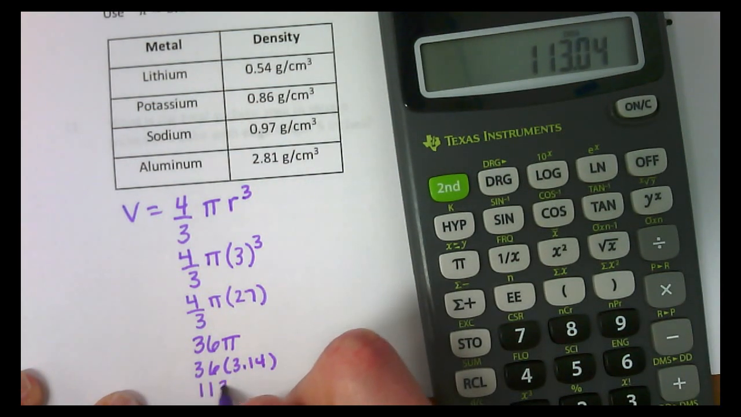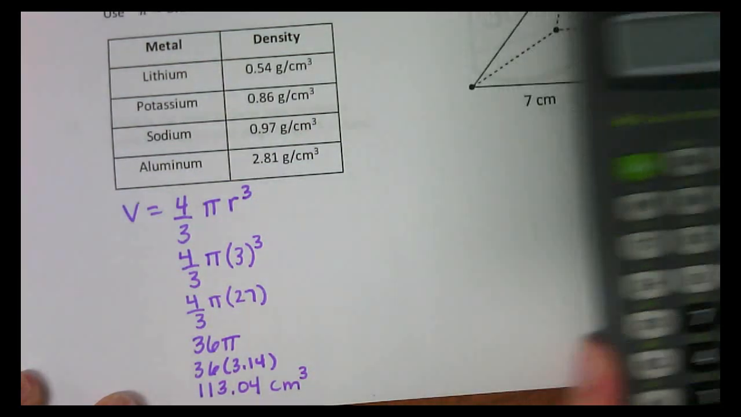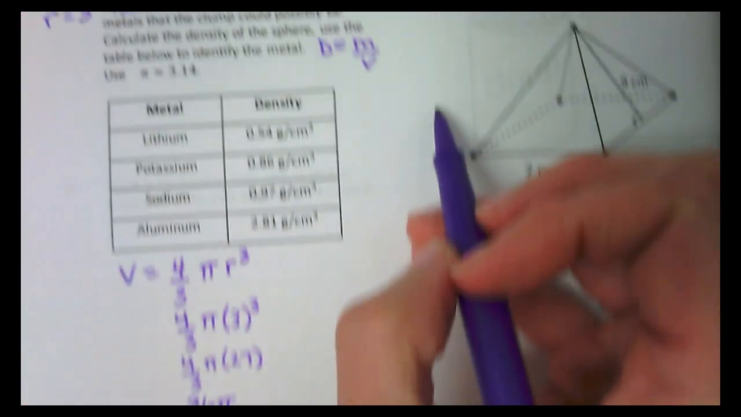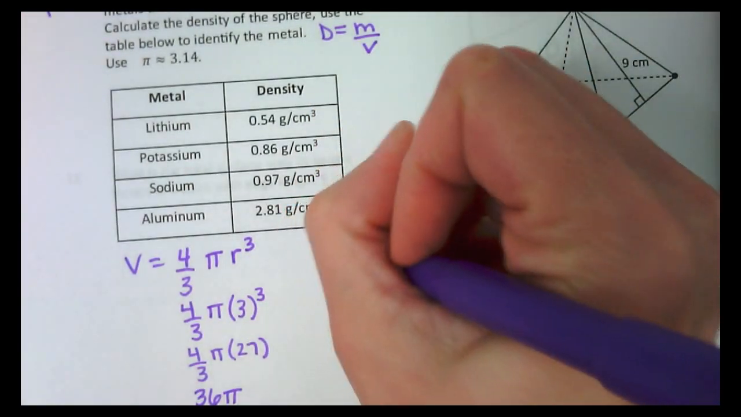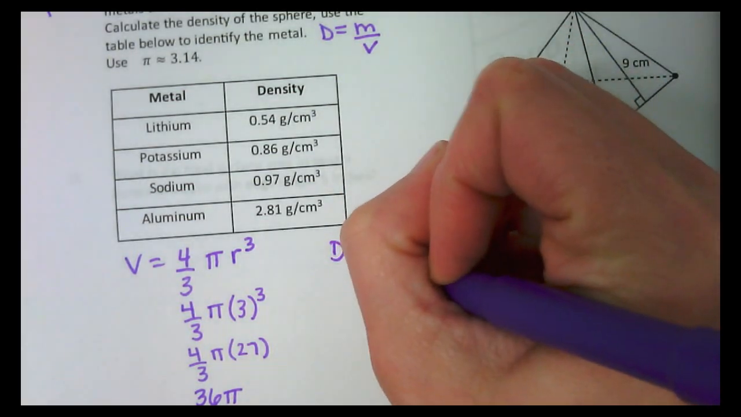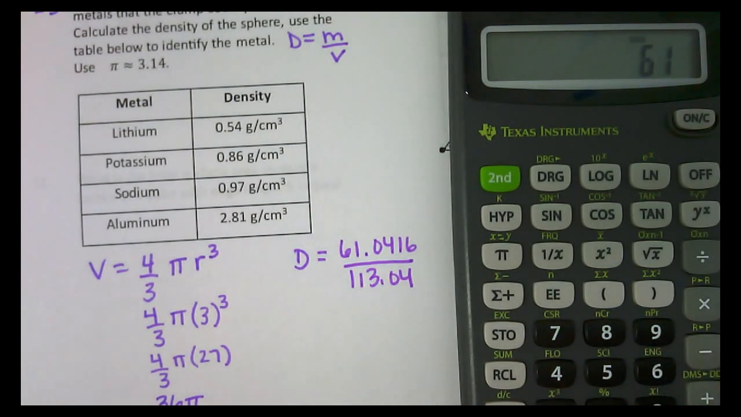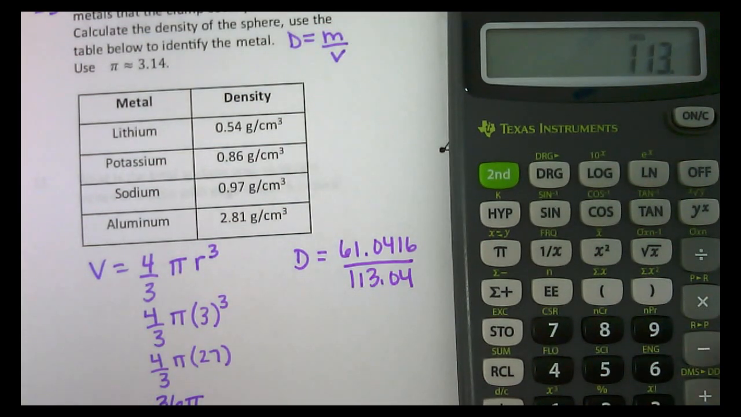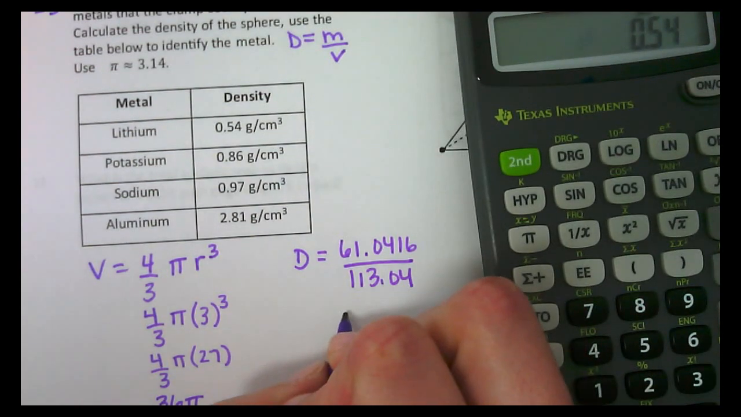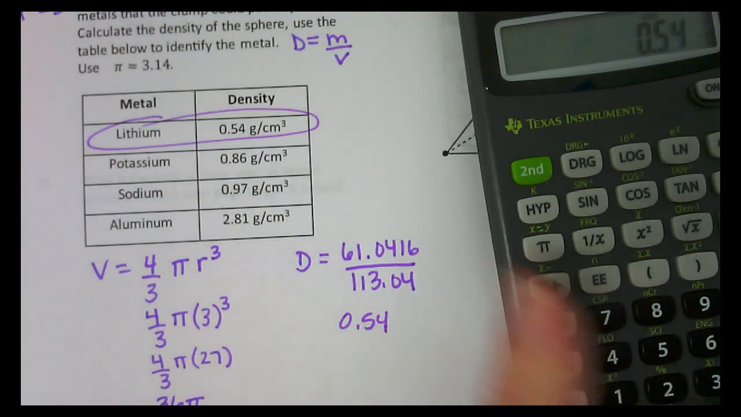So I have 113.04, and this was in centimeters. So centimeters cubed. If I'm trying to find my density, density is mass, which is 61.0416, divided by volume. And I'm going to type that in my calculator, 61.0416 divided by 113.04, and I get 0.54. So it matches to lithium.